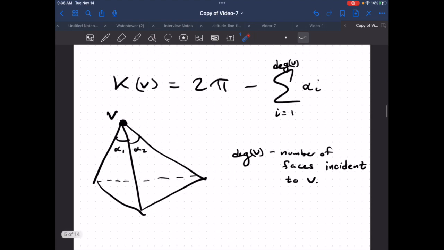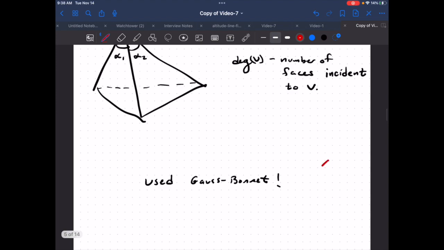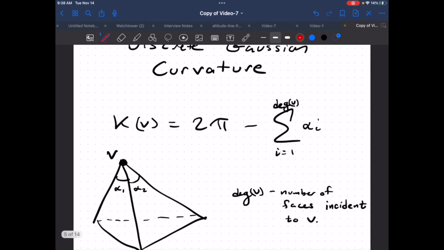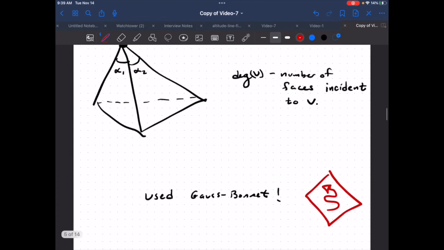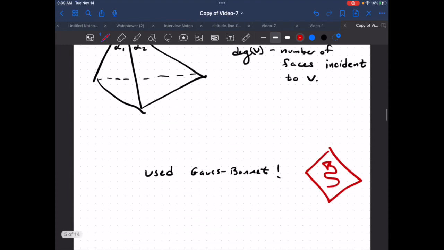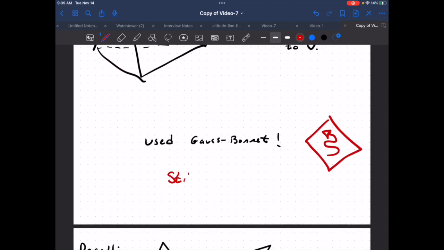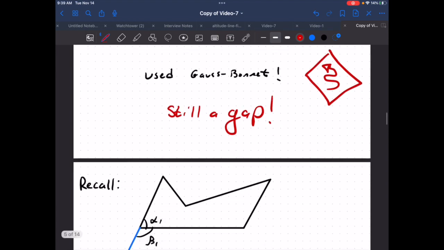But recall that we used the Gauss-Bonnet theorem to derive this formula. So we have a warning sign here: we don't want to use circular reasoning. We're going to use this in our discrete proof of the Gauss-Bonnet theorem, but remember, we used the Gauss-Bonnet theorem to come up with this, so we've got to be a little bit careful. So there's still a gap. We still need to prove what is called the local version, because this is the Gauss-Bonnet theorem applied to disks. So we still need a proof here, still a gap, even after this video. So I just want to acknowledge that.